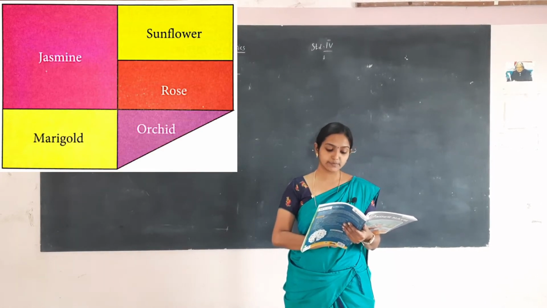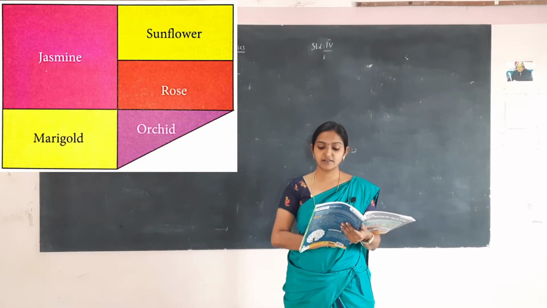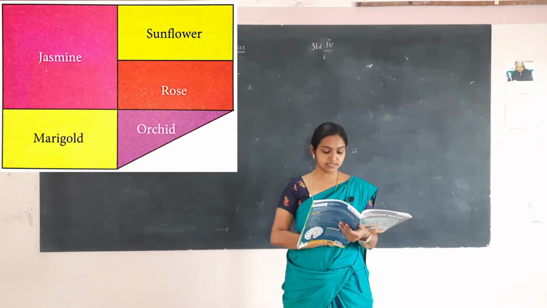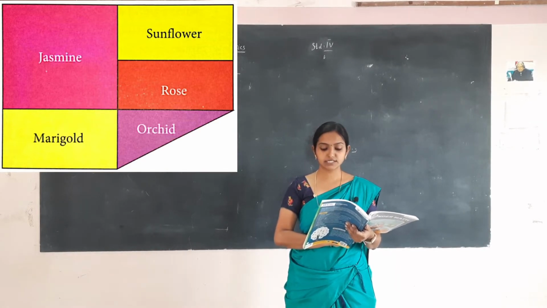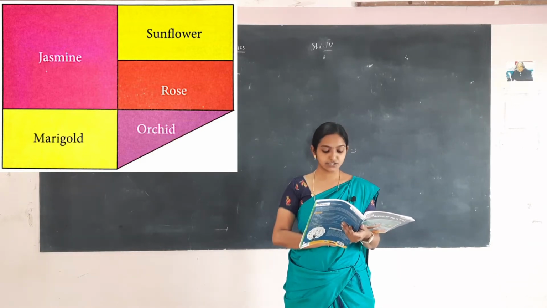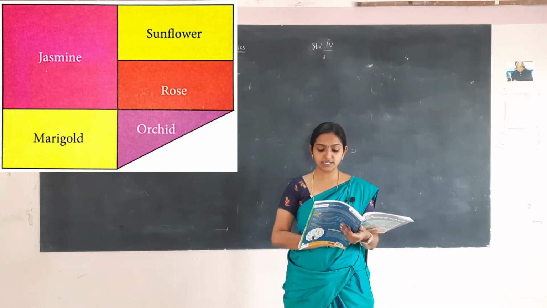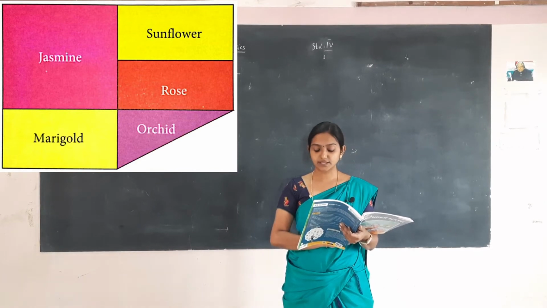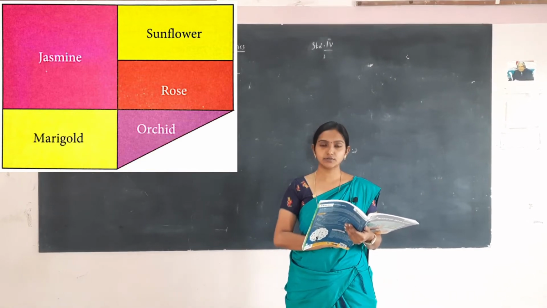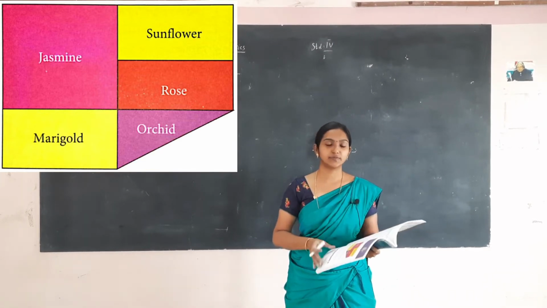What is the shape of the part of the greenhouse where jasmines are grown? Next question is, what is the shape of the part where orchids are grown? The next question is, the shape of the marigold plantation is the same as the face of a cuboid. Is this statement true or false? Write down the answers and submit it to me.